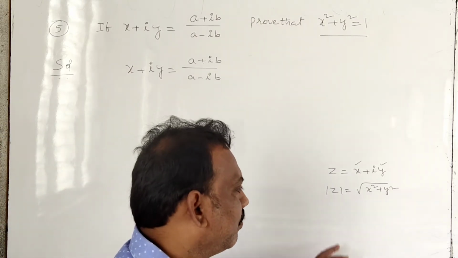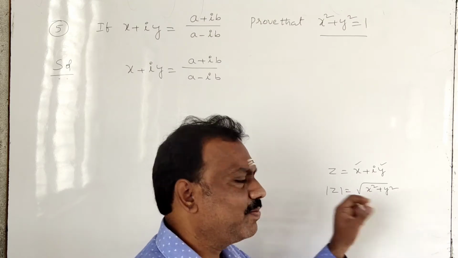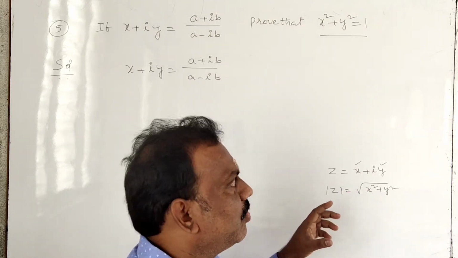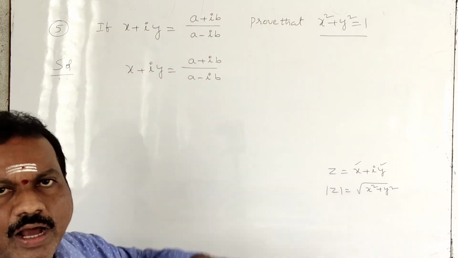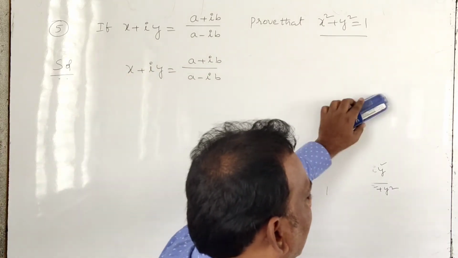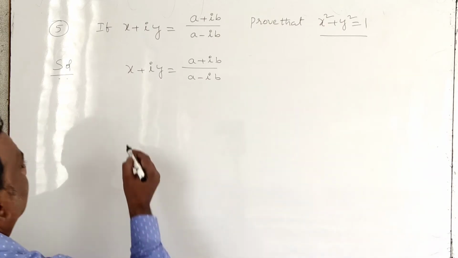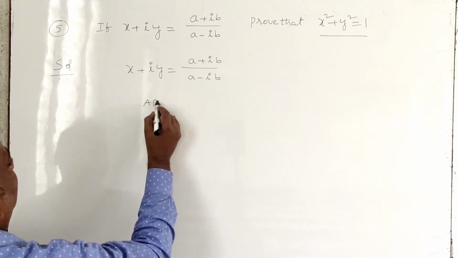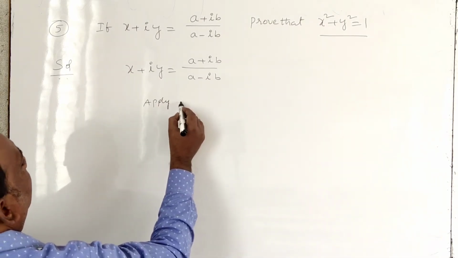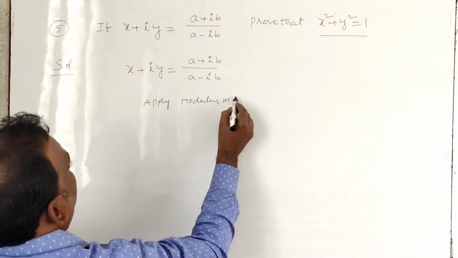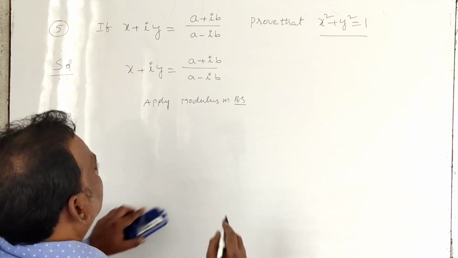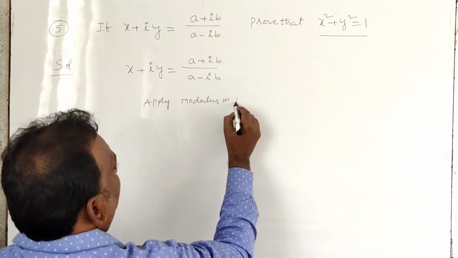So mod z is equal to root over x square plus y square. That means you have to apply modulus on this problem. How to apply? Apply modulus on both sides. See, very important problem, easy problem. Apply modulus on both sides.